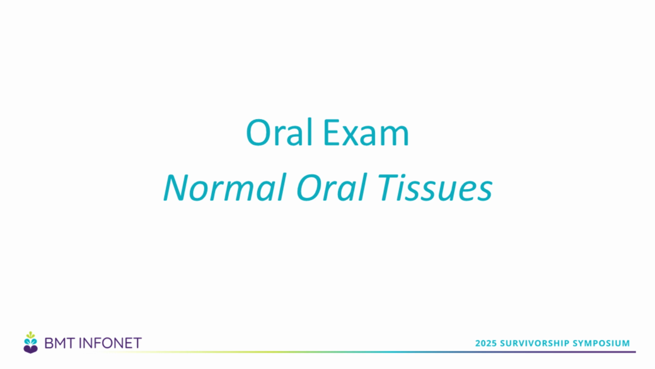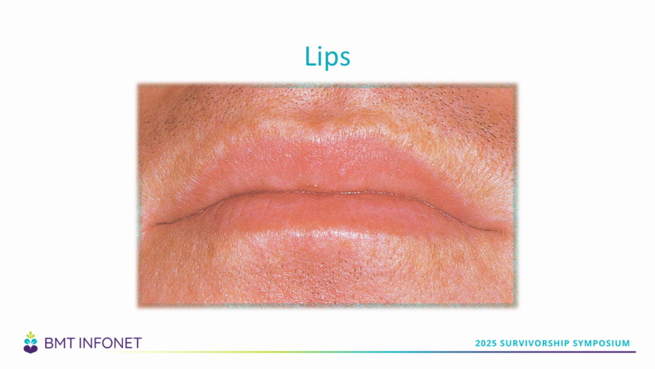I'm going to go through a basic oral exam. The reason I do this is because it helps us learn what normal tissues look like, so that when I show you some pictures of abnormal tissues, you'll have an idea. But it's not a bad idea to look around your own mouth to make sure things are normal appearing. So we start with the outside and work to the inside.